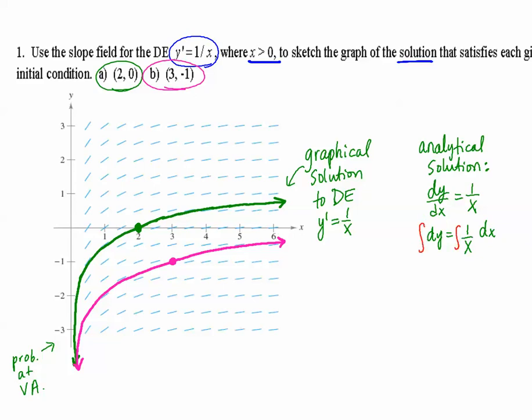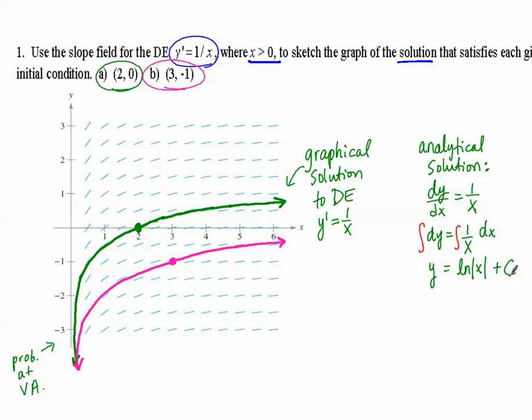The integral of dy is y. The integral of 1 over x is natural log of absolute value of x, and I save my collective constant for the end. There is an analytical solution. Now this is a general analytical solution.